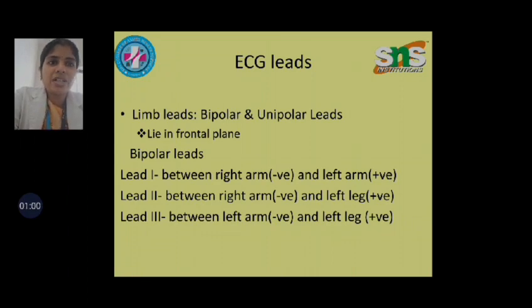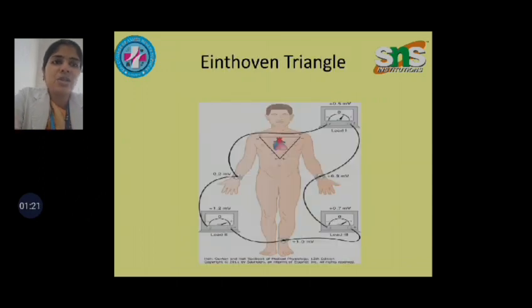Bipolar leads are called lead 1, lead 2, and lead 3. Lead 1 is placed between the right arm negative terminal and left arm positive terminal. Lead 2 is between the right arm negative terminal and left leg positive terminal. And lead 3 is placed between the left arm negative terminal and left leg positive terminal. This is an Einthoven triangle.